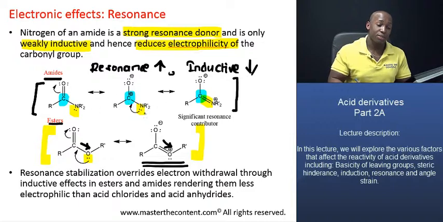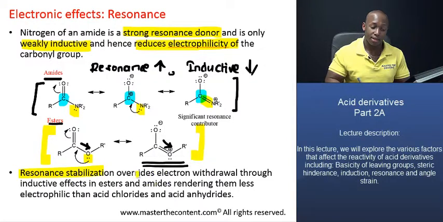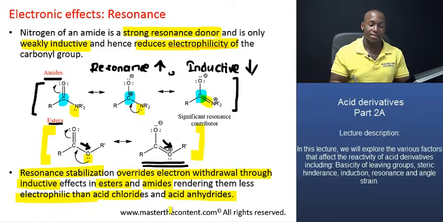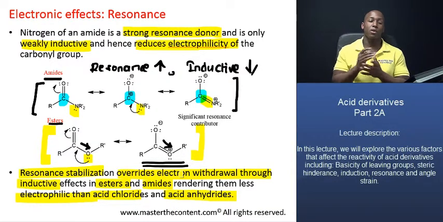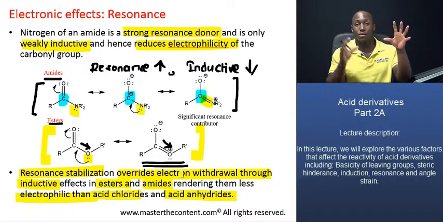So that's pretty much what I want to point out in this slide, is that resonance stabilization actually overrides electron withdrawal through induction in the case of esters and amides, which makes them less electrophilic than acid chlorides and acid anhydrides. So I hope that you are understanding what we're talking about in this case. So we have two competing effects.